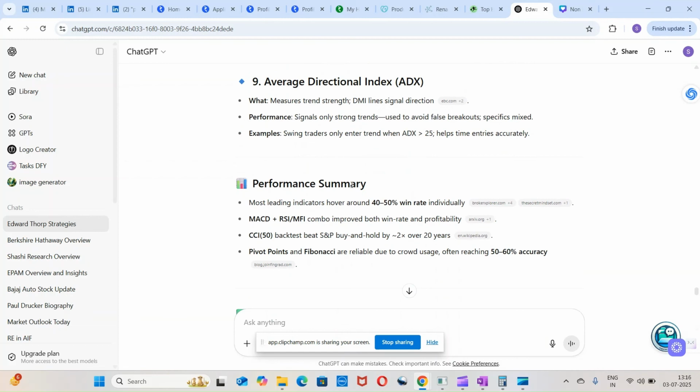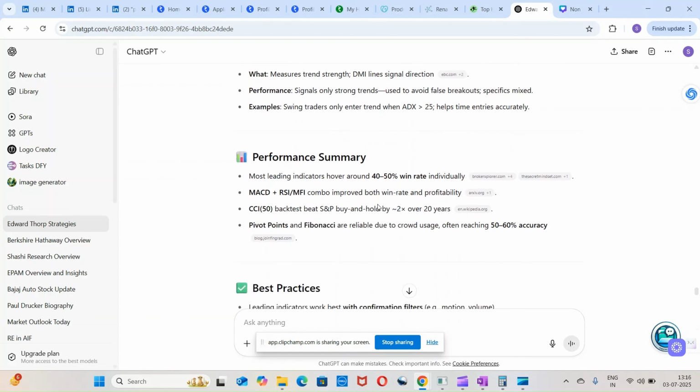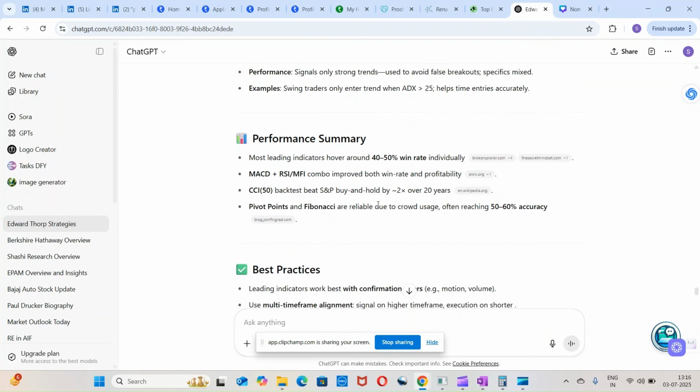ADX greater than 20 or 25 is used by swing traders to enter into a trade, or even intraday traders. Performance summary: most leading indicators hover around a 40 to 50% win rate individually, but the MACD plus RSI MFI combo improved both win rate and profitability. A CCI 50 backtest on SAP has yielded results better than buy and hold by 2x over 20 years. Pivot points and Fibonacci are reliable due to crowd usage, often reaching 50 to 60% accuracy.